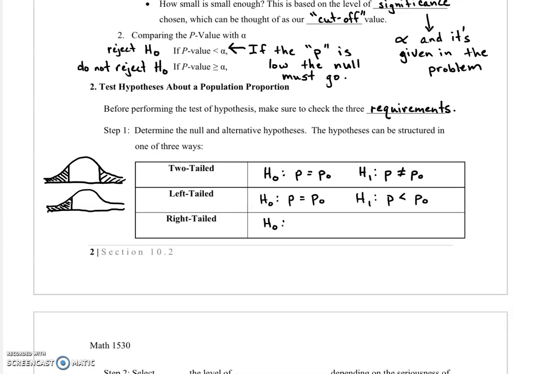And the third option is if we have P equals P0 and H1 is P is greater than P0, then we have a right-tailed test, which means we have a value and we just go to the right of it. Remember, P0 is the hypothesized proportion.